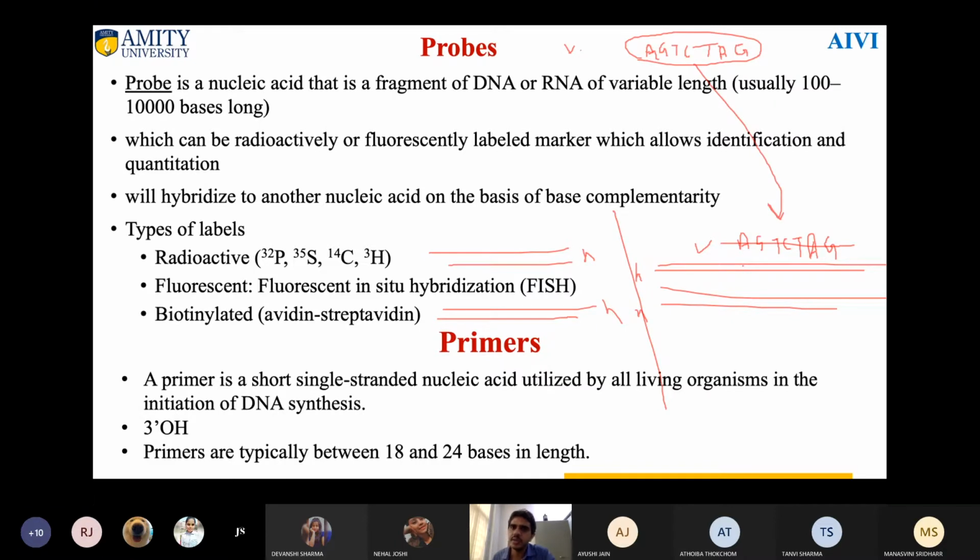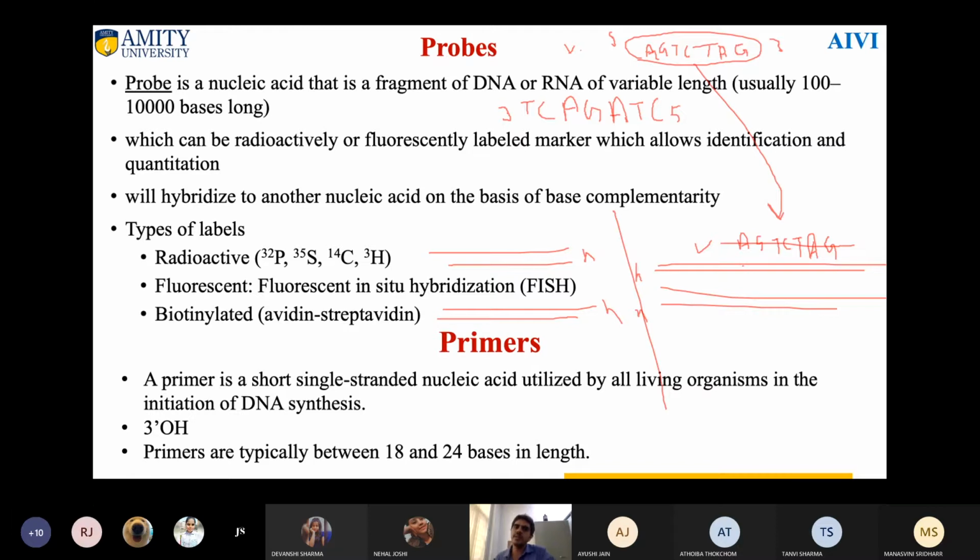But if you make a reverse sequence, for A you're going to have a T. For G you need a C. Then you need A, and again a G, then A, then T, and then C. So this is 5 prime, 3 prime, and this is going to be 3 prime and 5 prime.